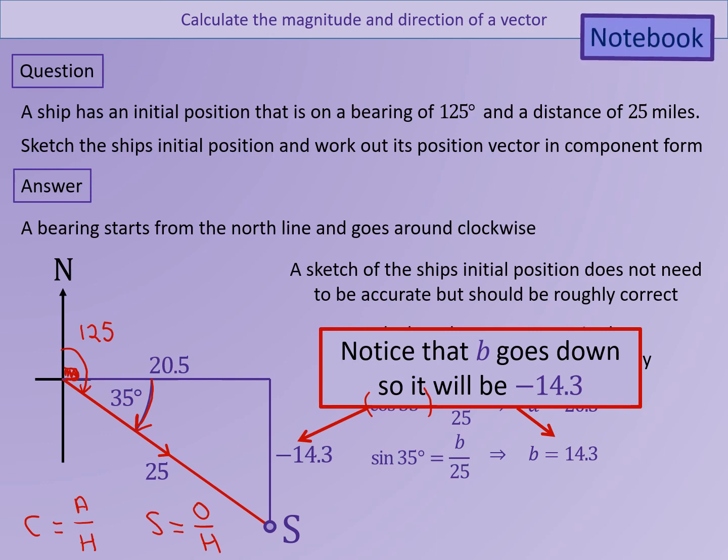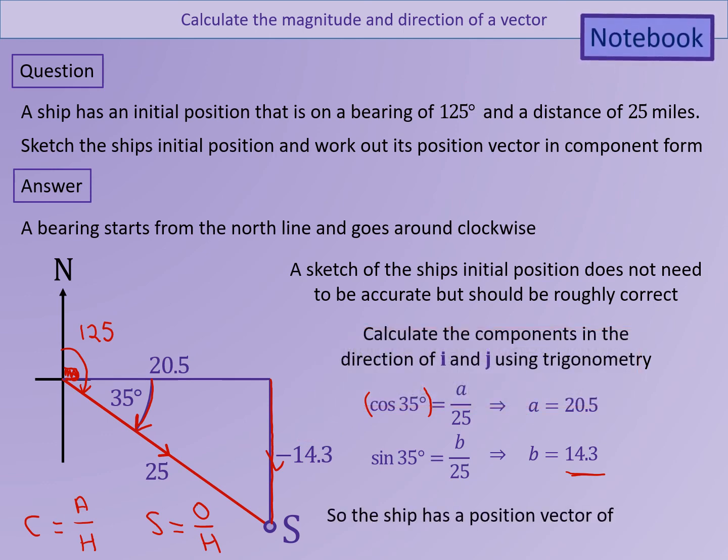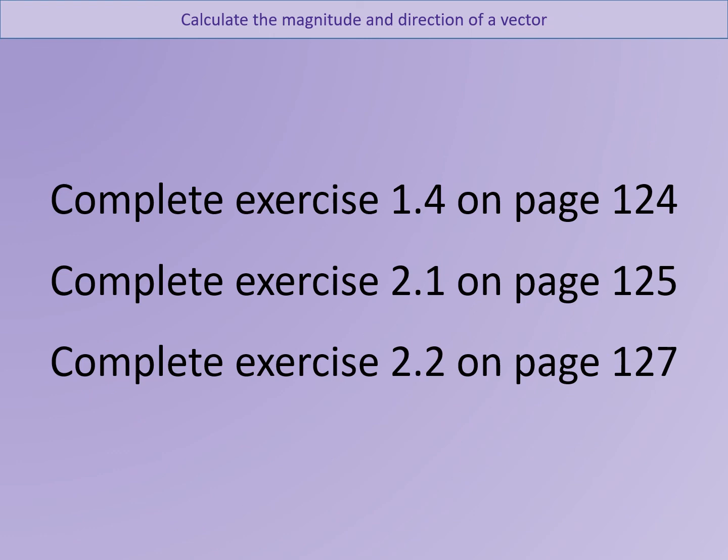Now it's important that when you look at this calculation, it will give you 14.3 as the length of that line, but it doesn't give you the direction. And this is why the sketch is again really important, because you are going down with this vector, and so the number in your vector should be represented by minus 14.3. So the position vector of the ship is 20.5i minus 14.3j, and that can also be shown in its i and j form. Please turn to pages 124, 125 and 127 and complete the exercises shown.